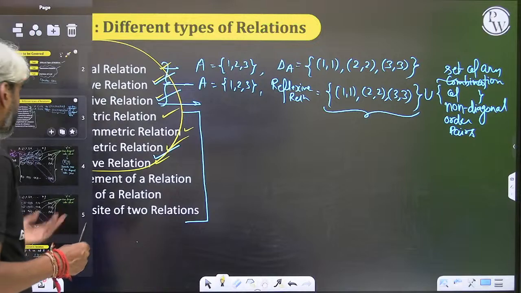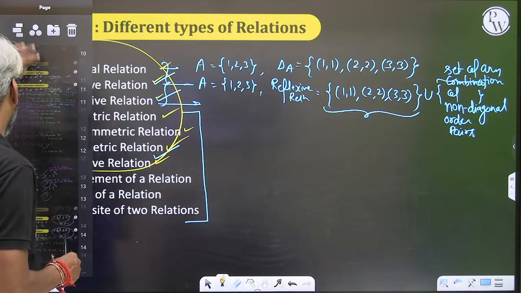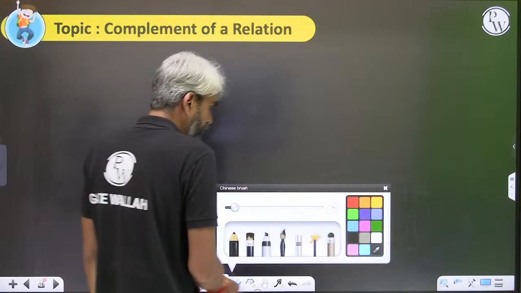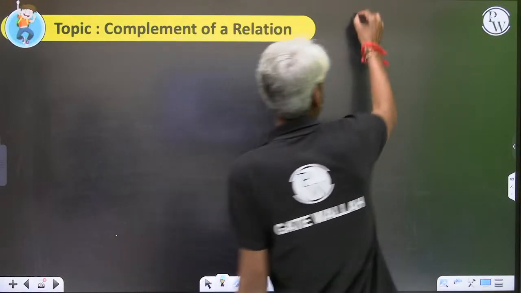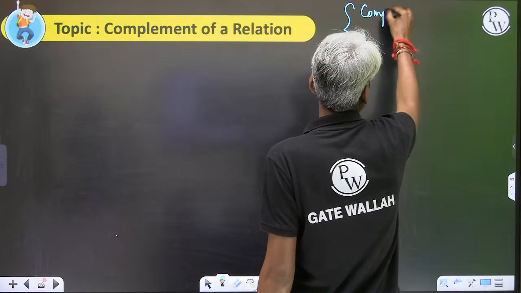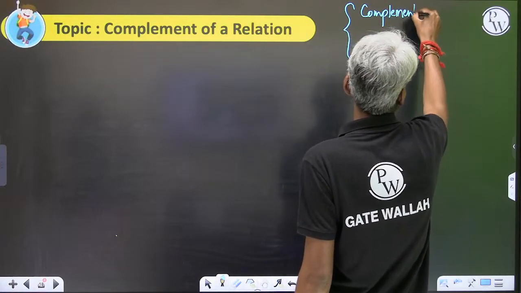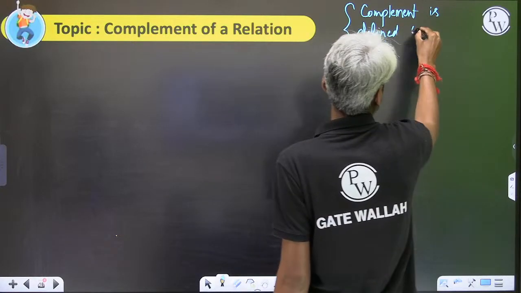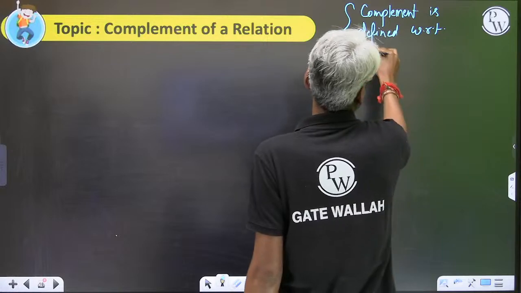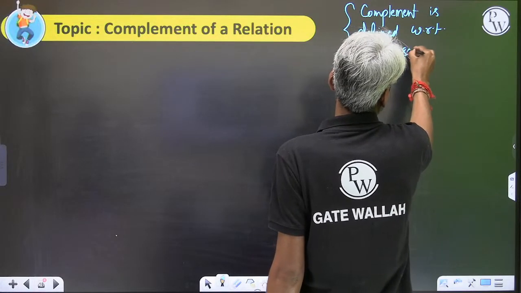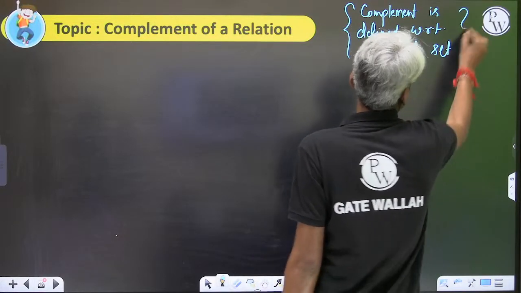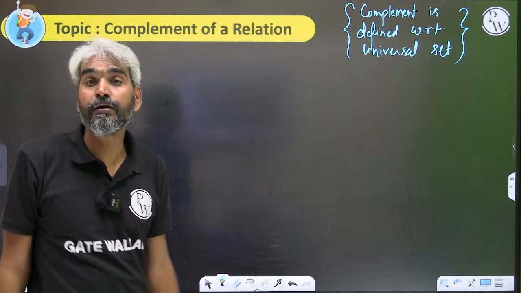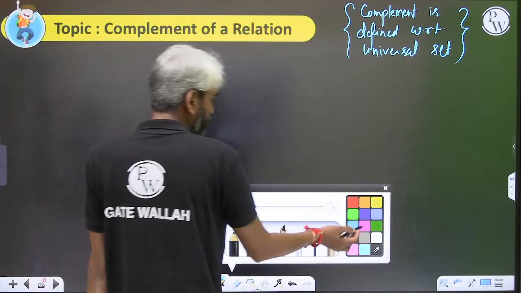Okay, so let's look at the complement of a relation. Now we know complement is defined with respect to a universal set. When we were discussing the set operation, that is the complement operation, we discussed that complement can be defined only with respect to a universal set.